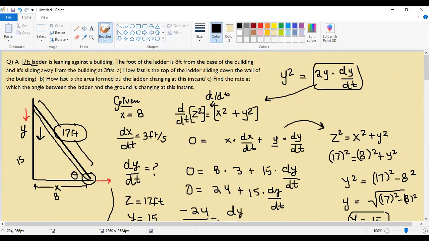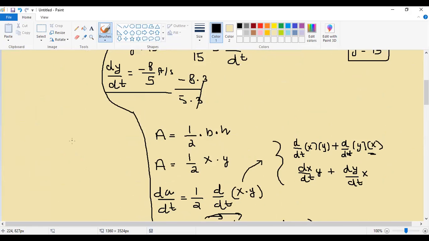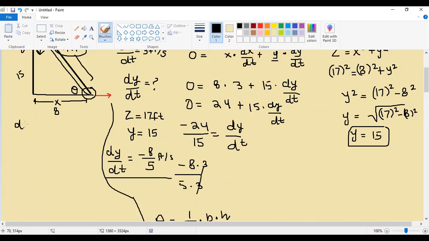And it's asking us to find the rate at which the angle between the ladder and the ground is changing. It's asking for the rate of that particular change of theta. So really what this is asking is the derivative of theta, the change of theta with respect to time. So again, let's think of another equation which can relate theta to something, so that we can get theta equated to something in some form and then solve for theta perhaps.